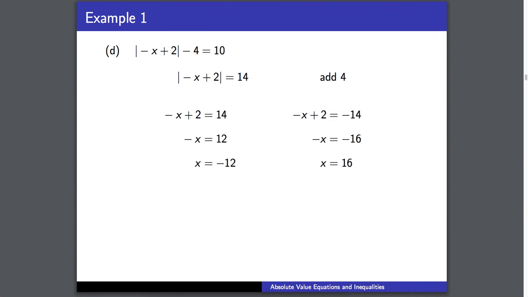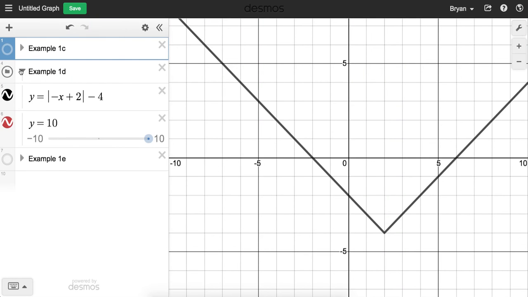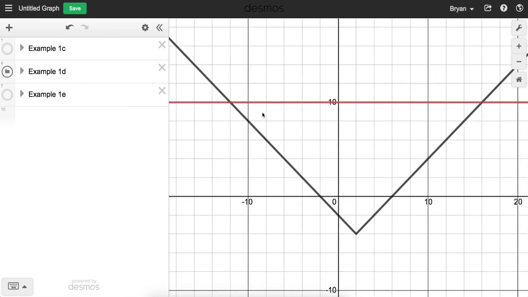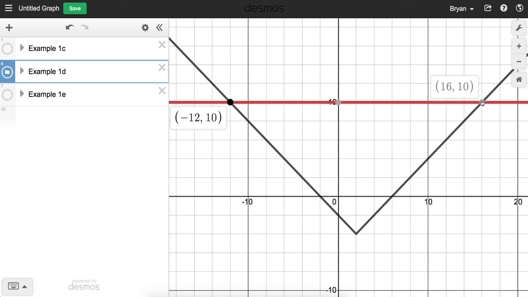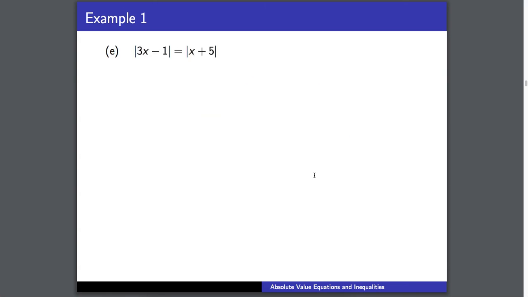We can also check them using graphs. So here are our graphs. Can't really see it right now, but if we zoom out a little bit, here we have our x equals negative 12, and here we have x equals 16. So they do line up with the answers we got. So we got x equals negative 12 or x equals 16.